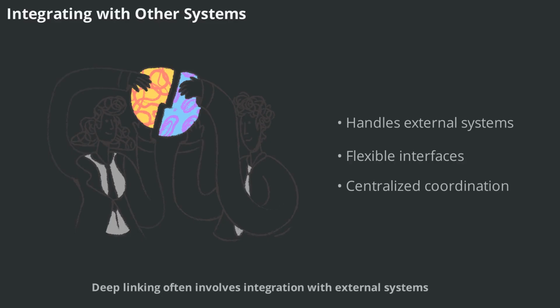Deep linking often involves integration with external systems, such as web services, authentication providers, and analytics platforms. Your architecture should be flexible enough to handle these integrations without introducing tight coupling or security risks. Well-defined interfaces and centralized coordination make integration smoother and more reliable.